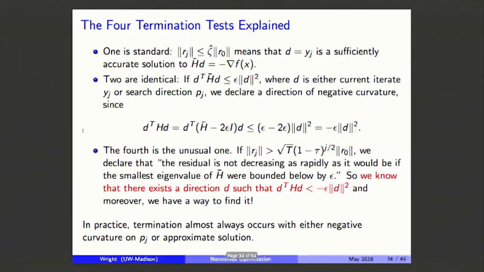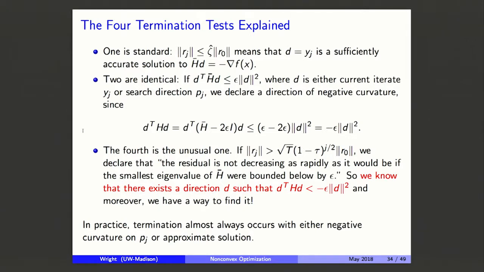Okay, so what are these non-standard termination tests? Well, there are 4 of them. The first one is totally standard. The first one is just if the residual drops below a small multiple of the original residual. We conclude that we found an accurate solution to this damped Newton system, okay?